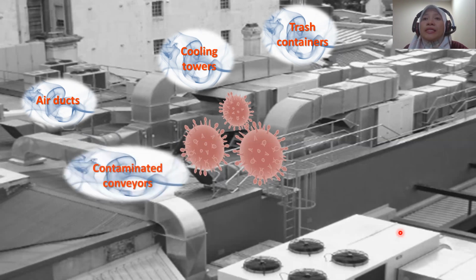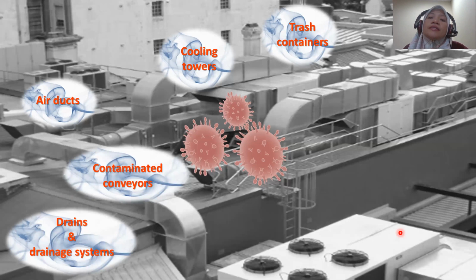And next is contaminated conveyors. Conveyors as well need proper maintenance. We need to have a scheduled maintenance. Dirty, contaminated conveyors may also contaminate the air, especially when you wash the conveyor. Sometimes the dirt splashes right into the air, and the air becomes contaminated.